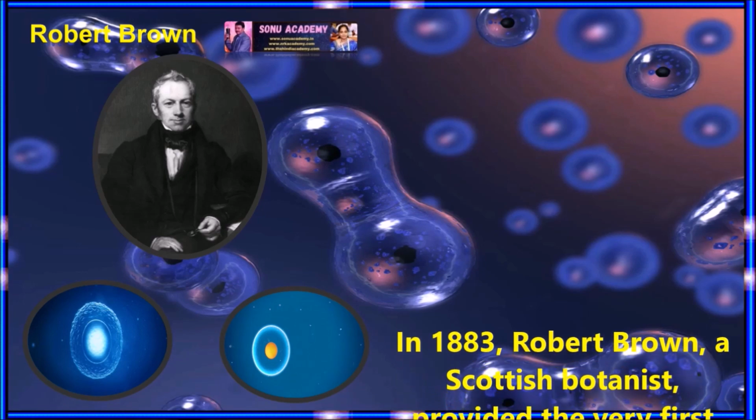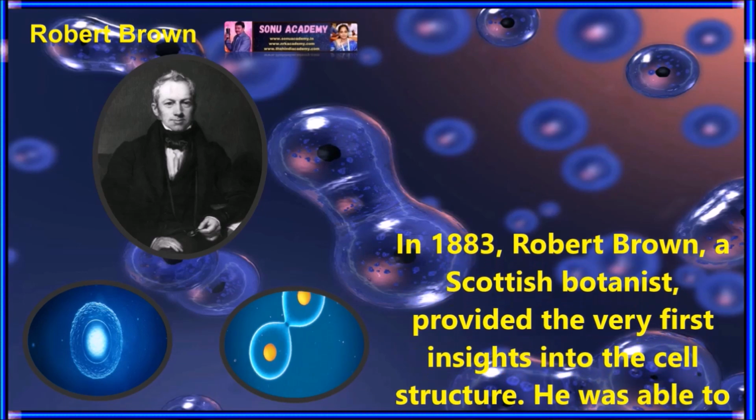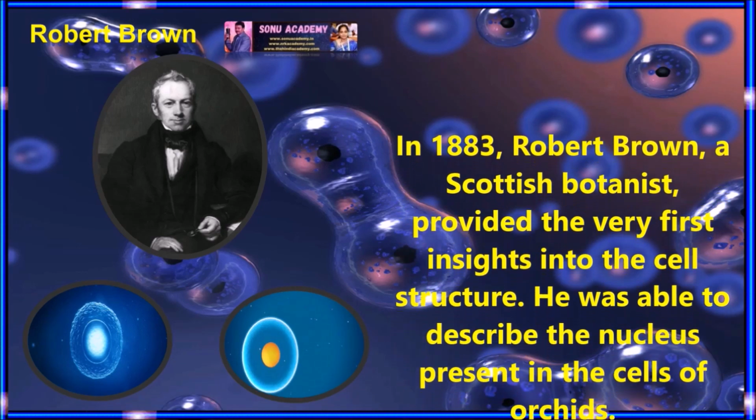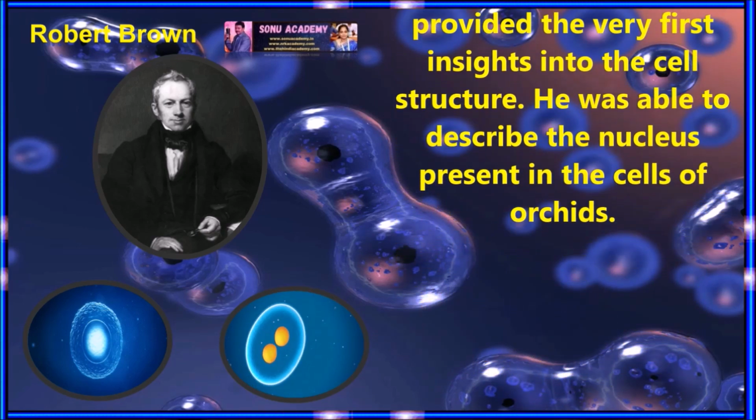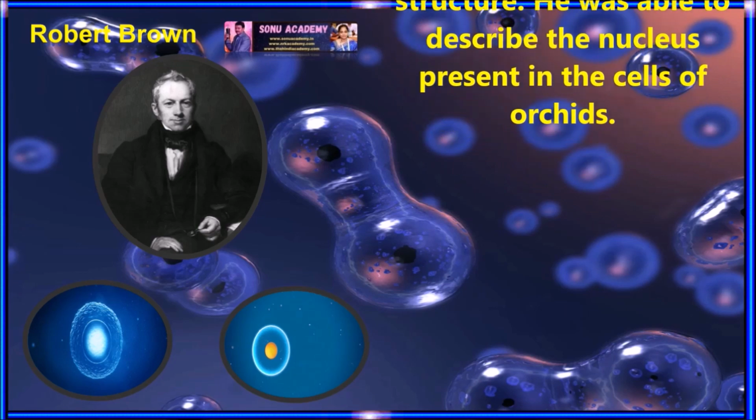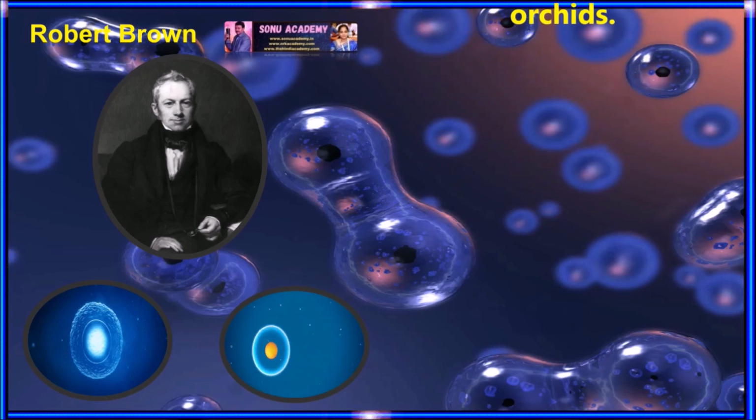In 1883, Robert Brown, a botanist, provided the very first insight into the cell structure. He was able to describe the nucleus present in the cell of orchids.